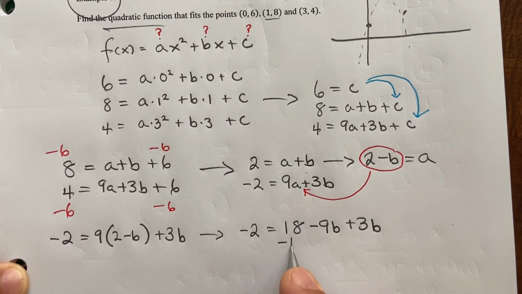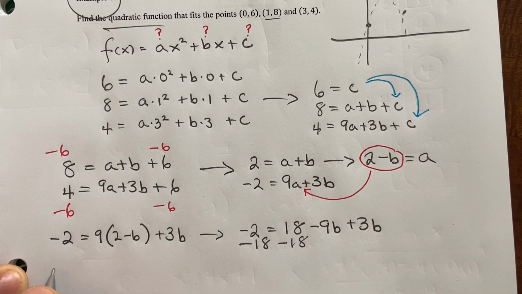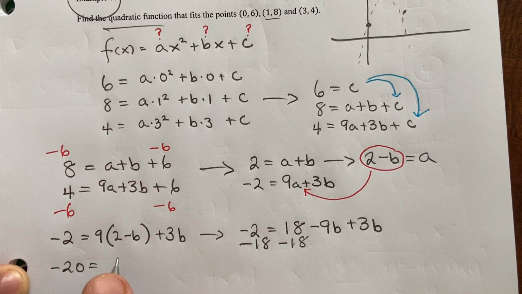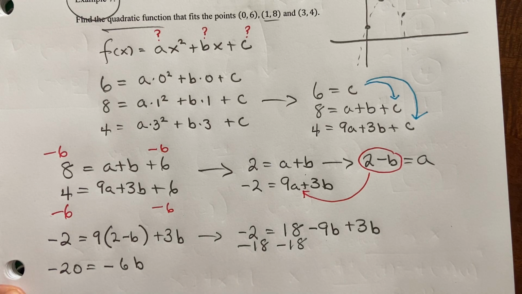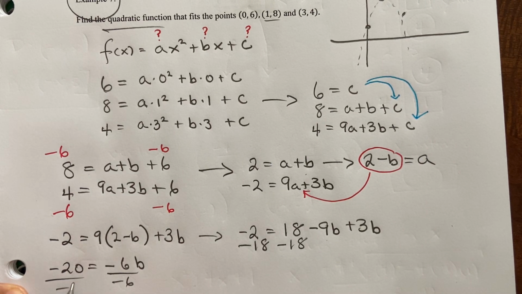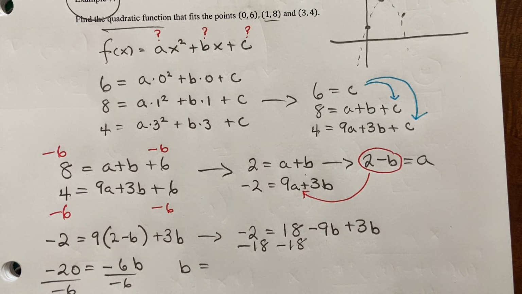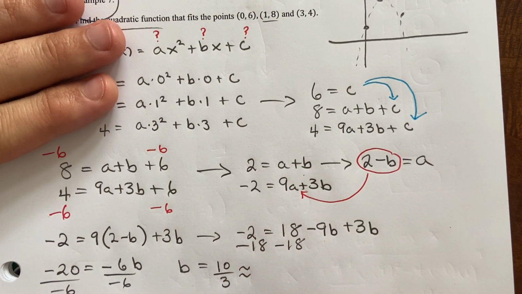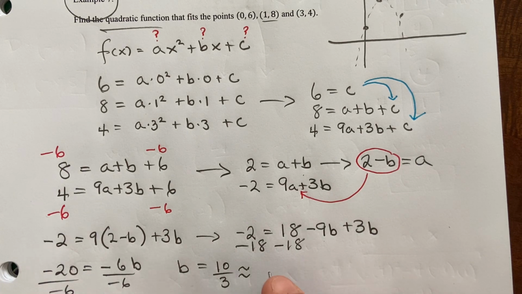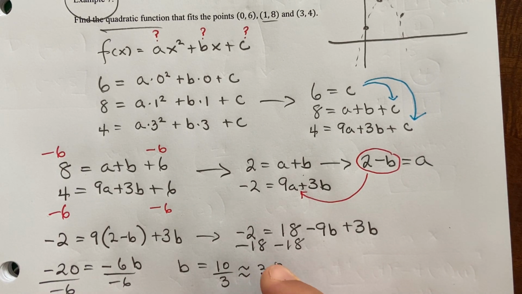Solving for B, I'll subtract 18. So negative 20 equals, looks like negative 9B plus 3B, that's negative 6B. And then divide by negative 6. So in other words, B, 20 over 6, is 10/3. And that's how I'll leave it, just so we know that's exactly equal to 3.3 forever.